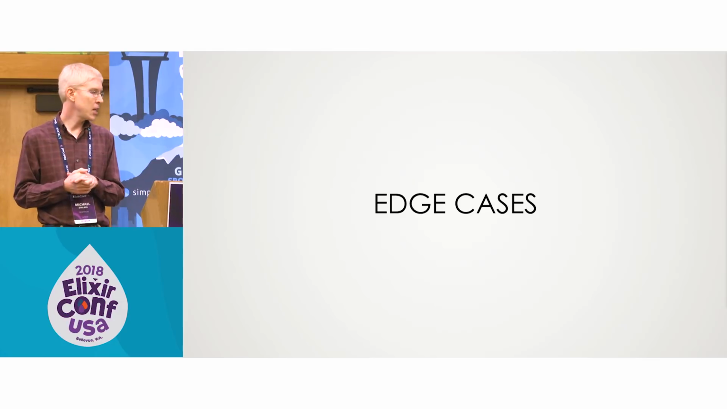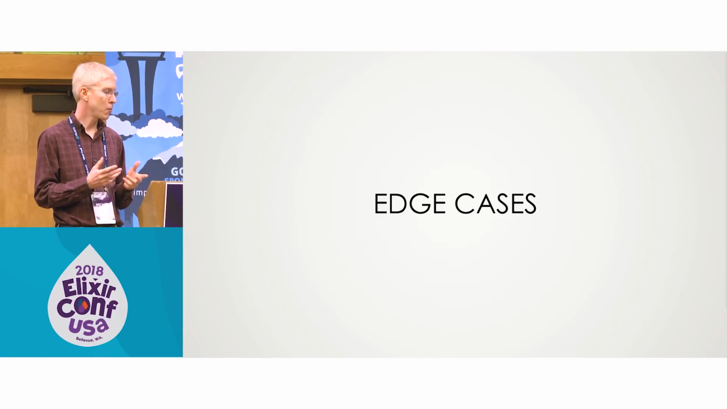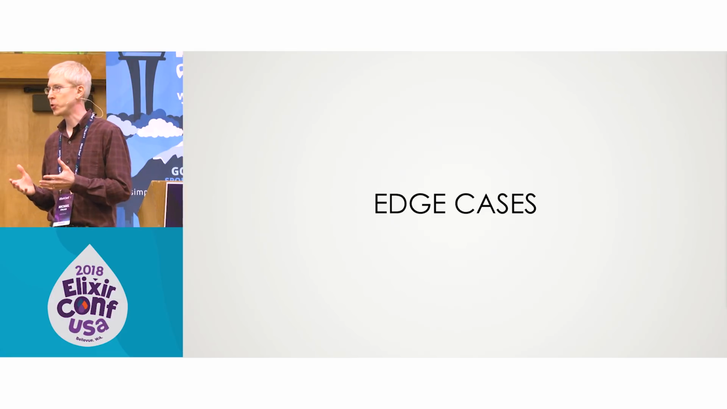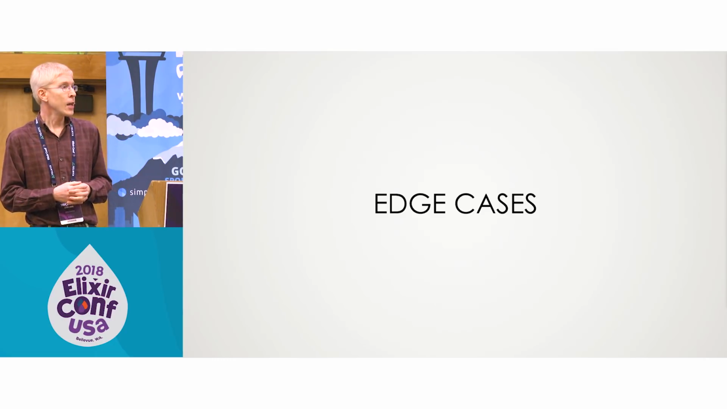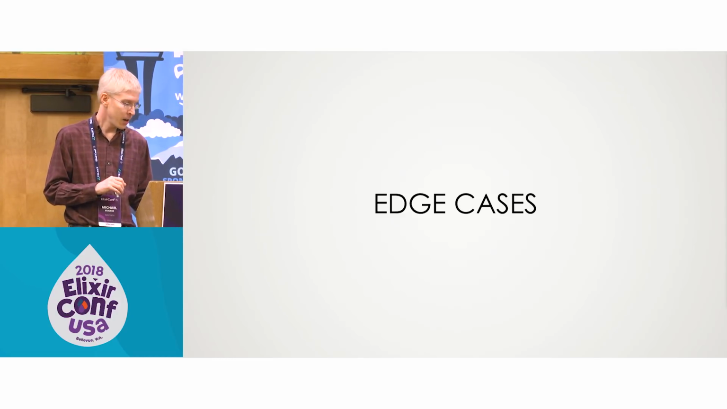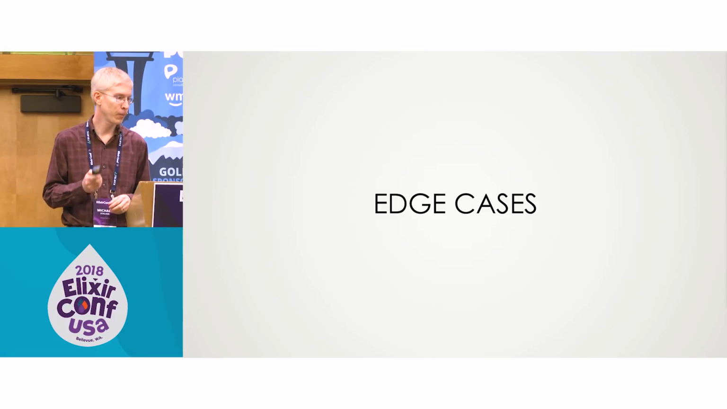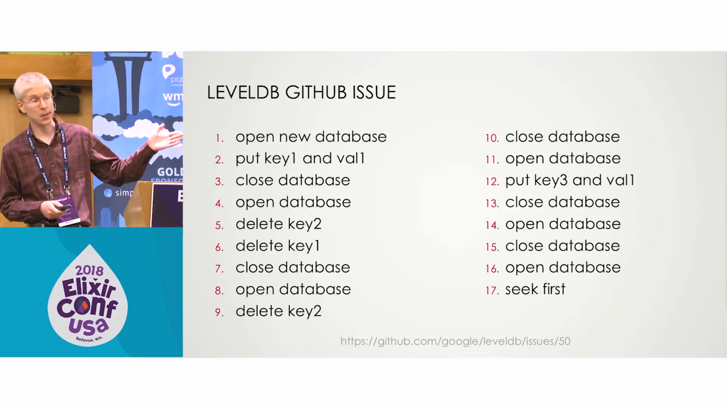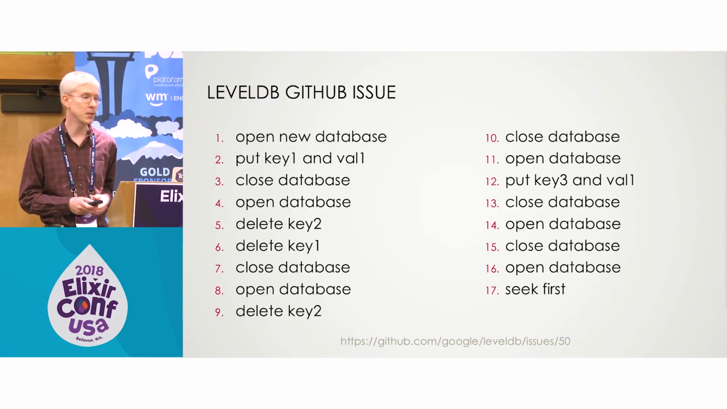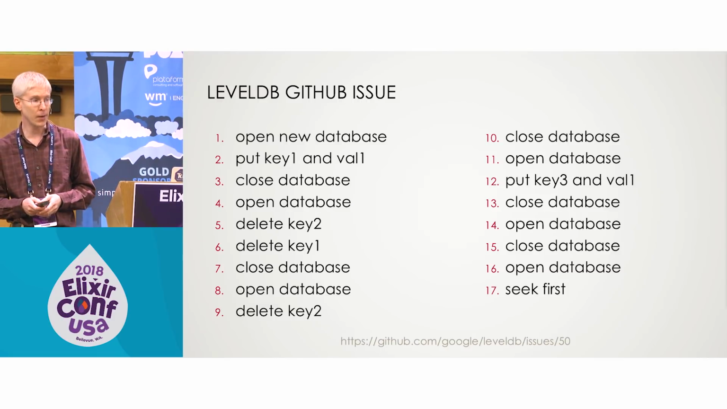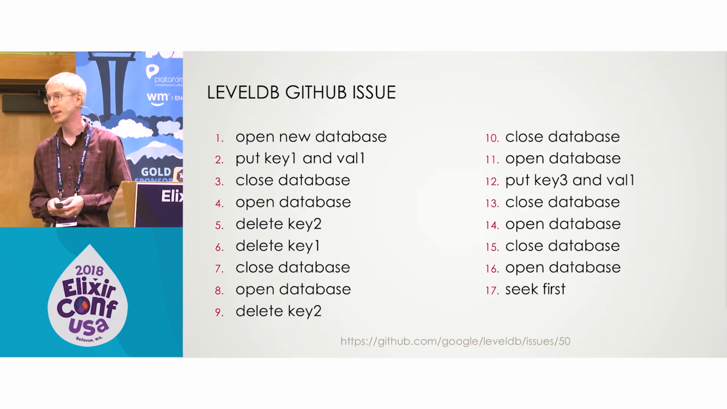LevelDB is a key value store that Google created. It's a library for a key value store. And one day, somebody filed a GitHub issue reporting a bug that they had found with a property-based testing library. And this is the minimal list of steps that would be followed to reproduce this bug. Open new database, put key 1, value 1, close database, open database, delete key 2, which doesn't exist yet, delete key 1, which does exist but doesn't exist anymore because you deleted it, close database, open database, delete key 2 again, close database, open database, put key 3 in val 1, close database, open database, seek first.